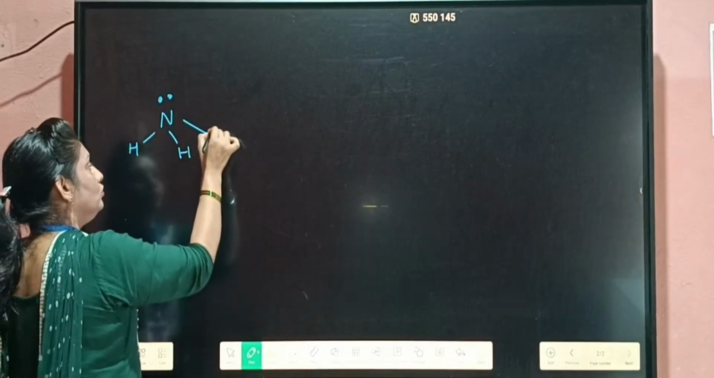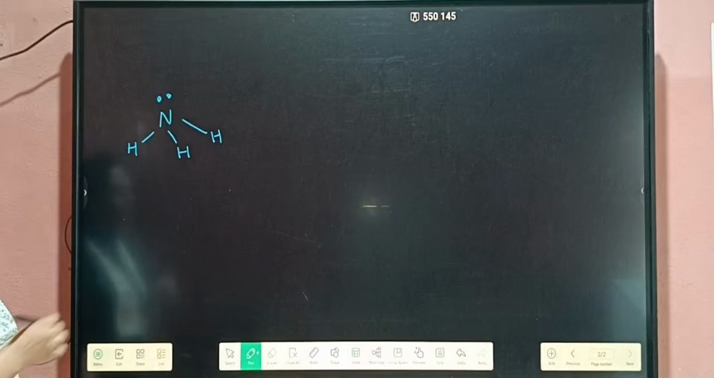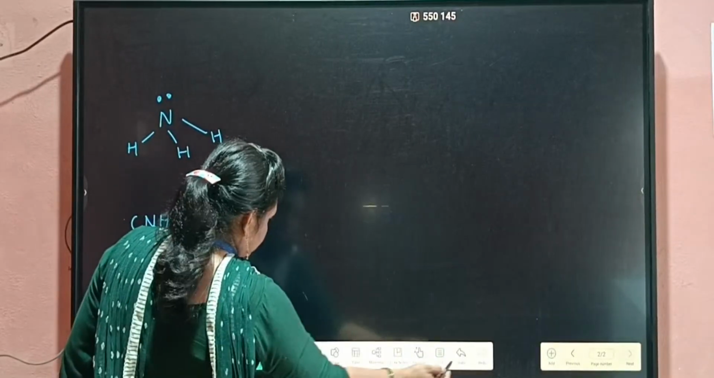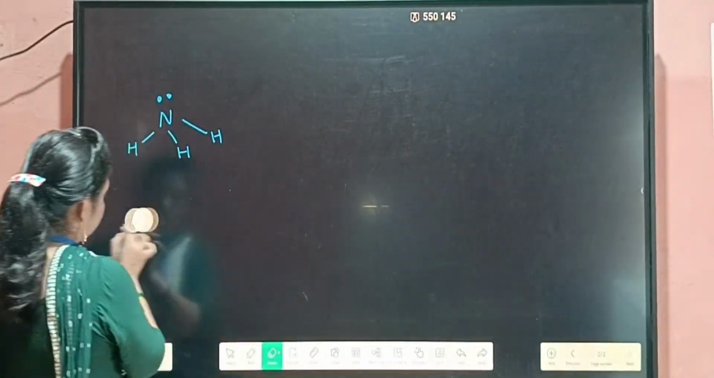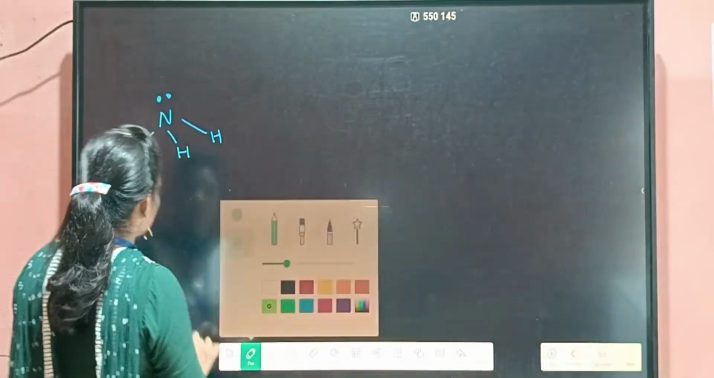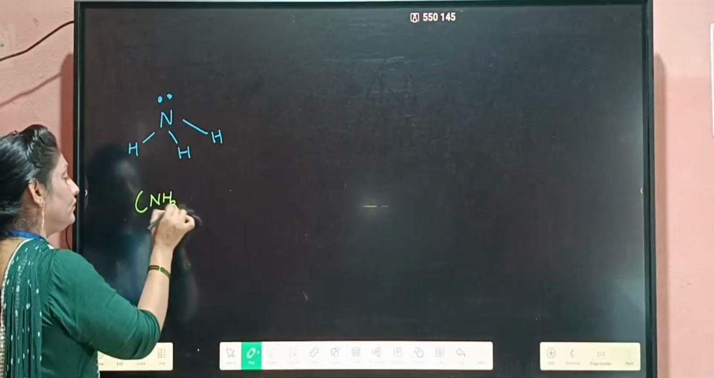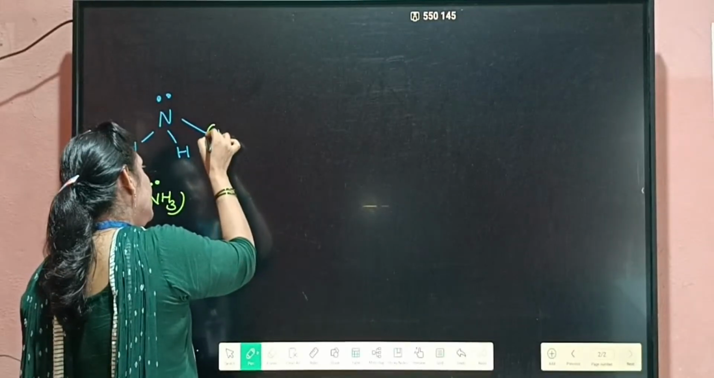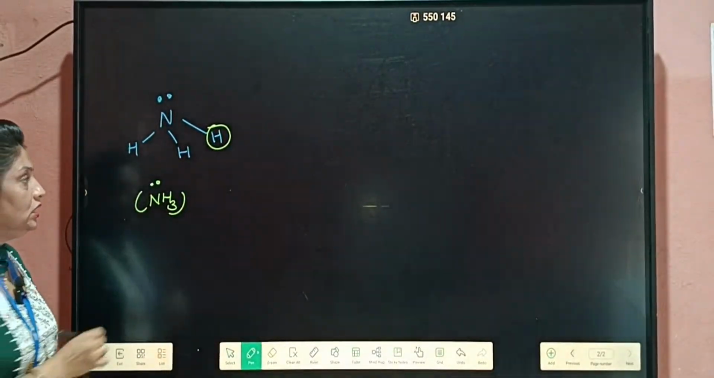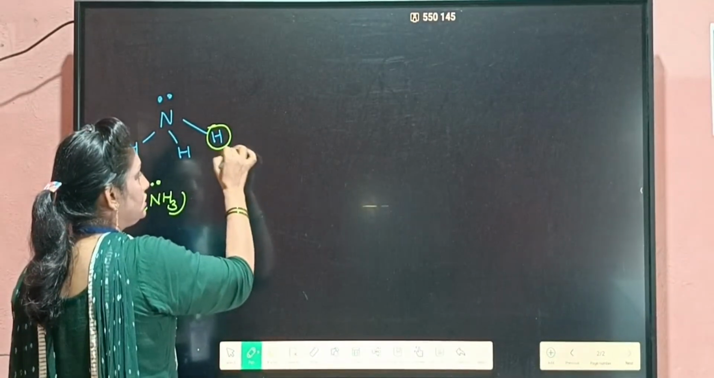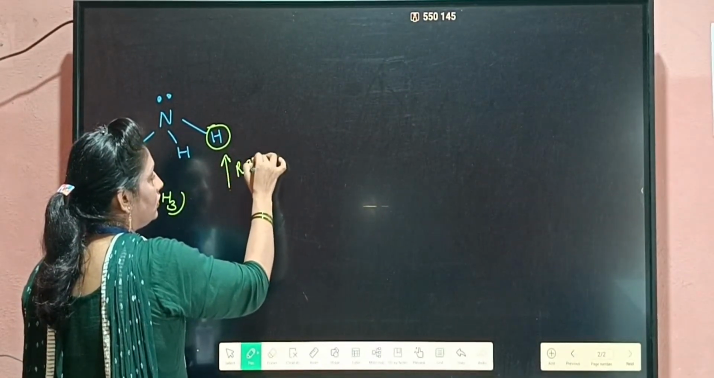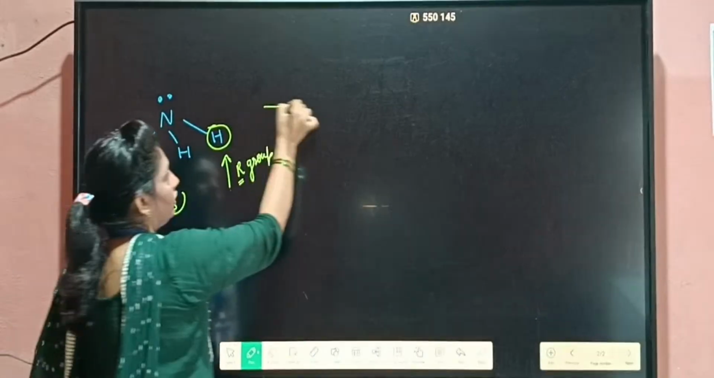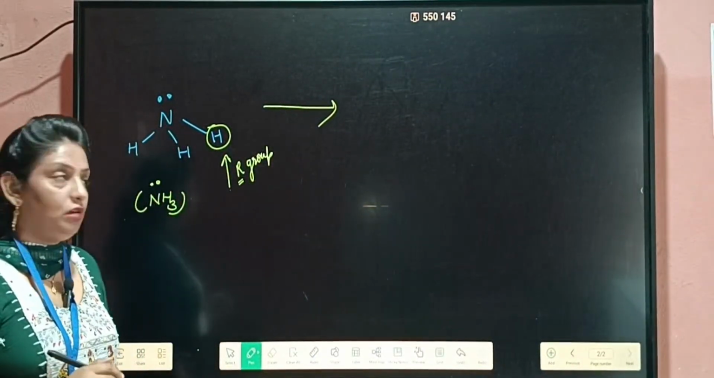Now you all know very well about ammonia. Ammonia is NH3. One lone pair is here. So students, if one hydrogen is replaced by any R group, meaning any alkyl group, then it will convert into an amine. It will form an amine.